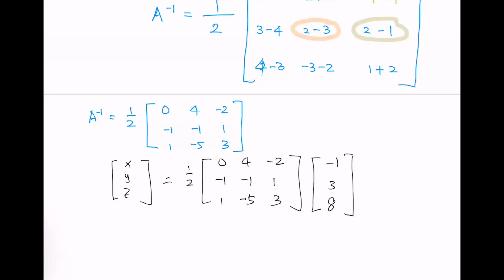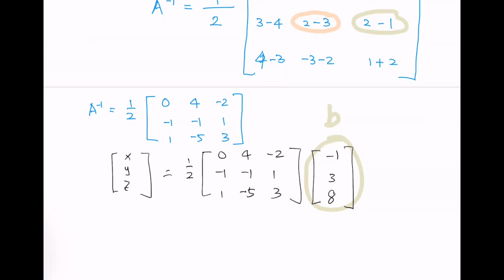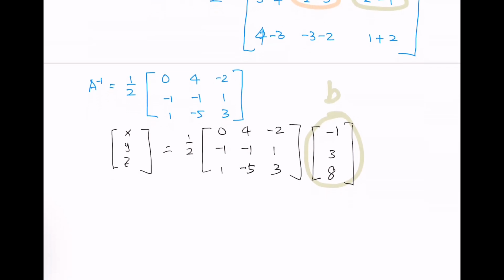The inverse matrix times B will give us the solution x, y, and z. You can multiply 1 over 2 into the matrix, but then you end up with fractions. We can distribute the 1 over 2 later, so I'm just going to keep it as 1 over 2. This is 3 by 3, and this is 3 by 1. The inner numbers are the same, so we can multiply them, and the outer numbers, 3 and 1, give the dimension of the result. The result is 3 by 1.